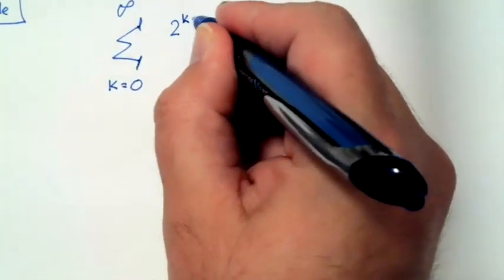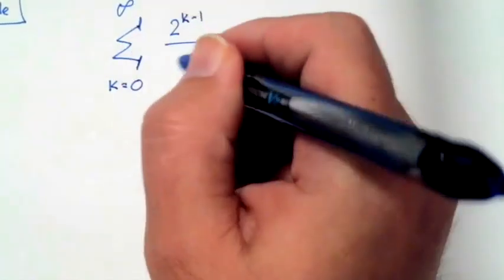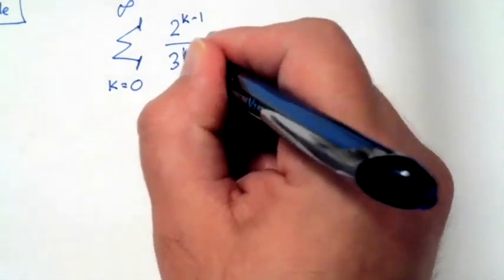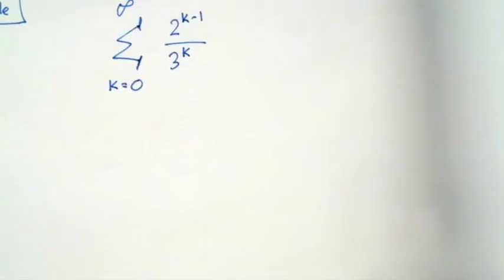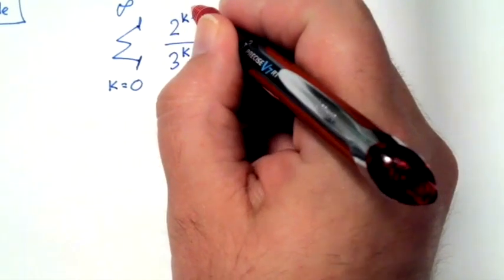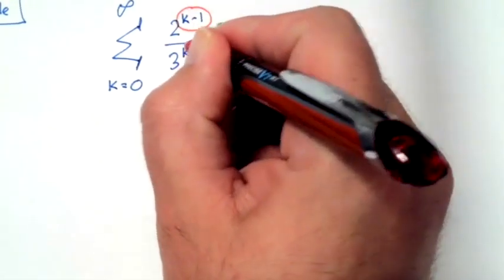Another example, let's look at the sum from k equals 0 to infinity of 2 to the k minus 1 over 3 to the k. Again, this is not quite looking like a geometric series, but let's see what we can do. So first, let's work on this exponent so they match.